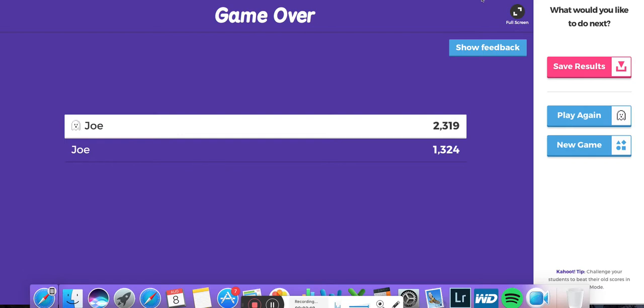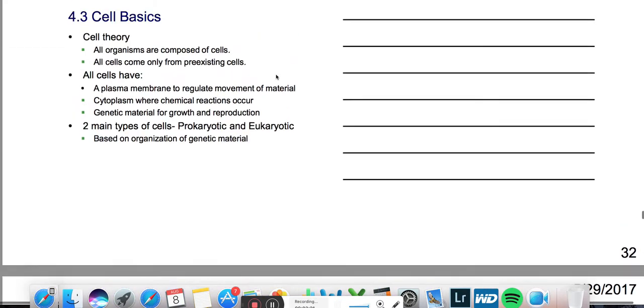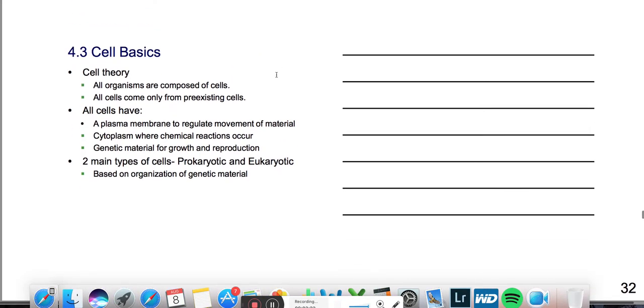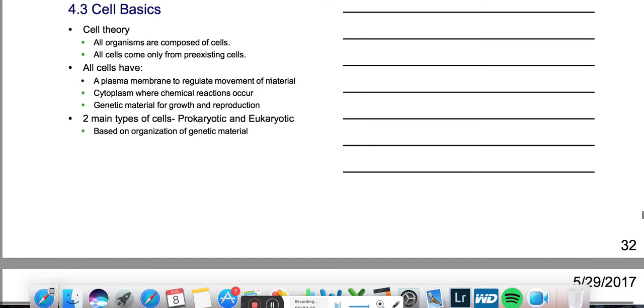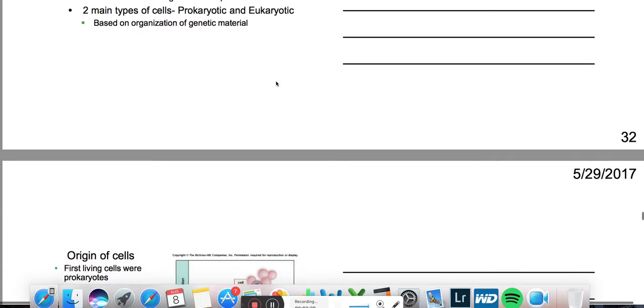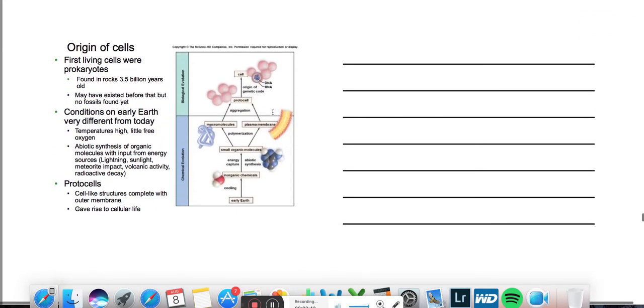All right, so really quick, we'll just take a quick look at the PowerPoint that you guys read last night or over this last week. Cell basics, cell theory, all organisms are composed of cells. All cells come only from pre-existing cells. Okay, there's two main types of cells, prokaryotic and eukaryotic. If you kind of follow this chart here, we had our first living cells were prokaryotes. Found in rocks 3.5 million years old, may have existed before that, but no fossils found yet.